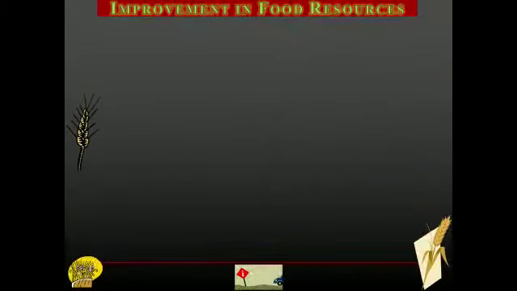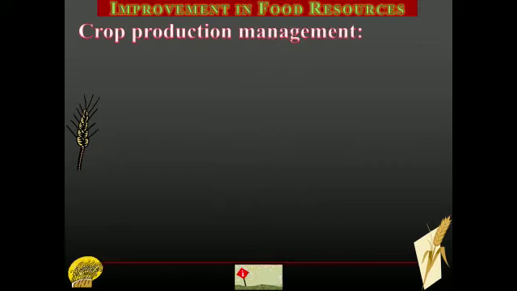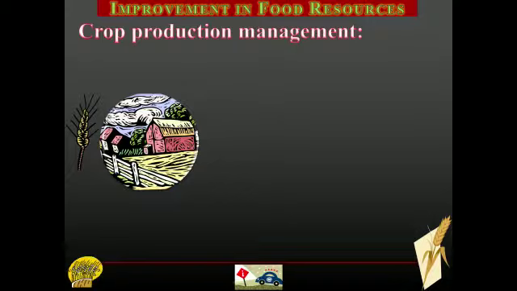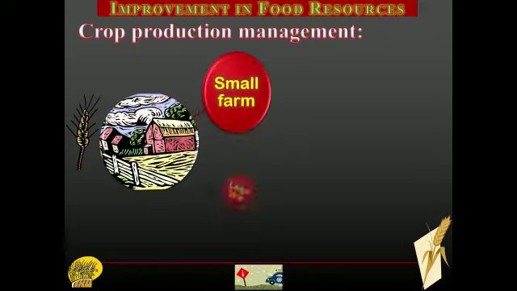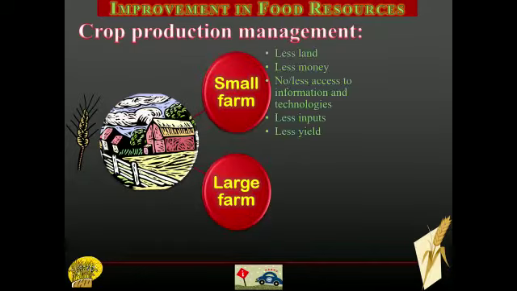You all know what is production. Production is producing anything. Here we will talk about crops, of course. So depending on the type of farms, there are two types of farms: small farms and large farms, on the basis of their area as well as the type of input and output they provide to us.